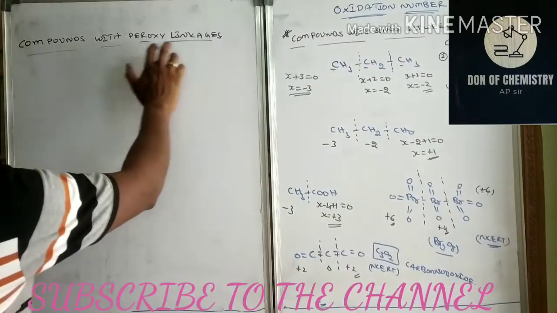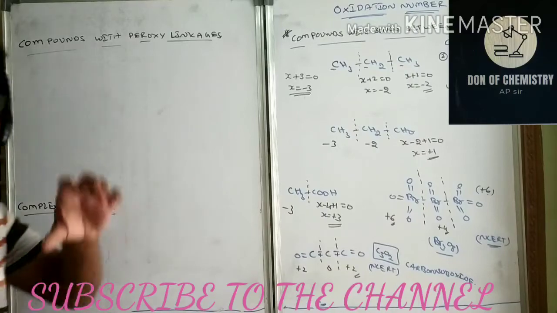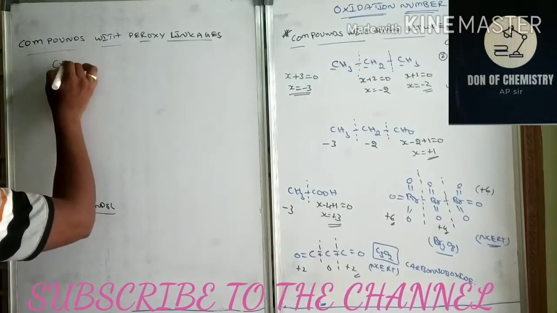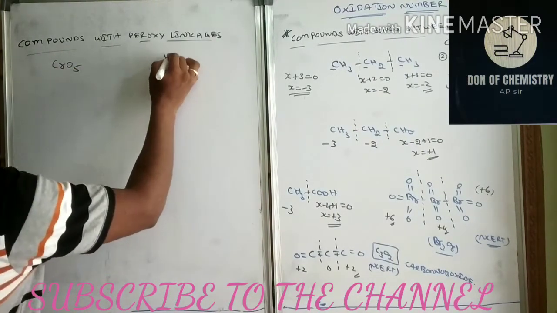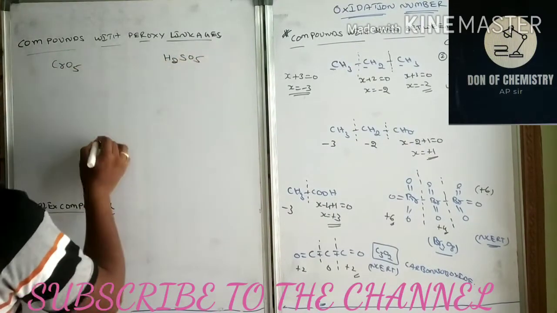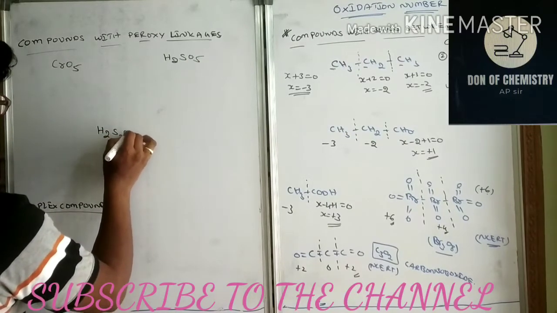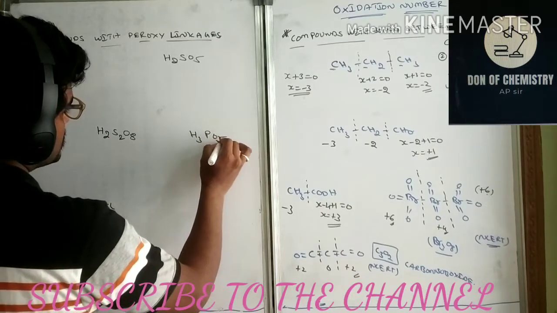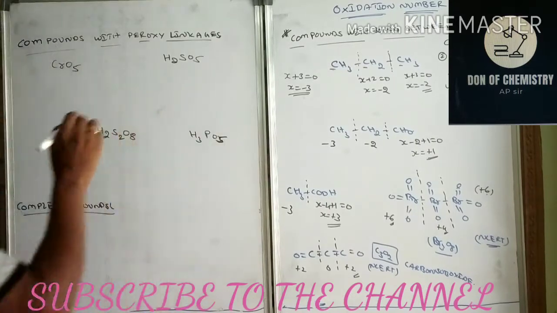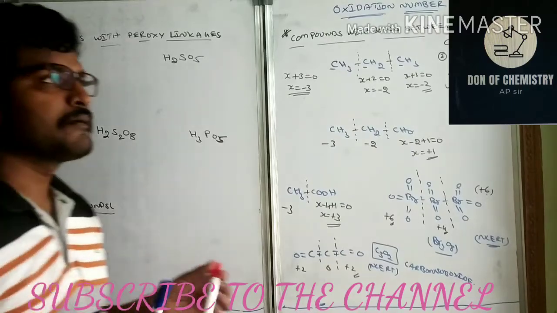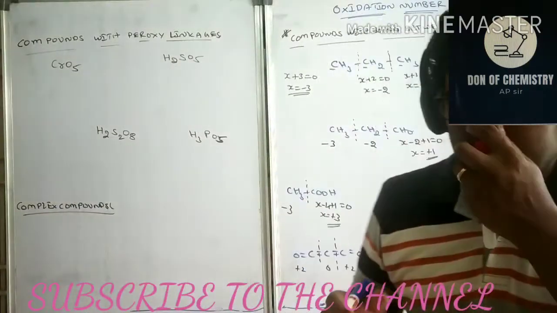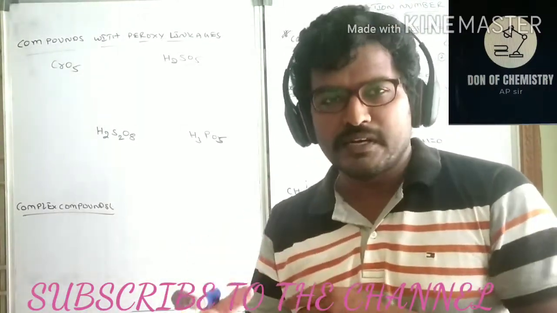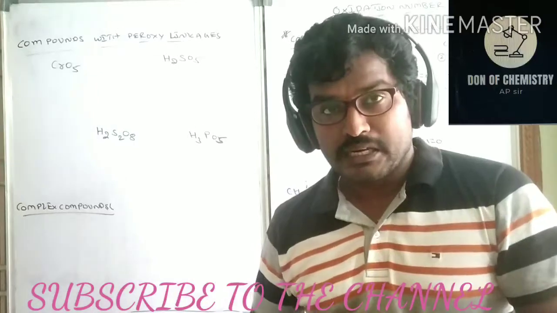Next you see compounds with peroxide linkages. So how to identify the particular compound with peroxide linkage? There is no need to learn it by heart also. CrO5, H2SO5, H2S2O8, H3PO5. How to identify what peroxide linkage means? Actually you have to learn the structure by heart, but if you forget that structure, I will tell you a technique, based on that you can do the rest also.